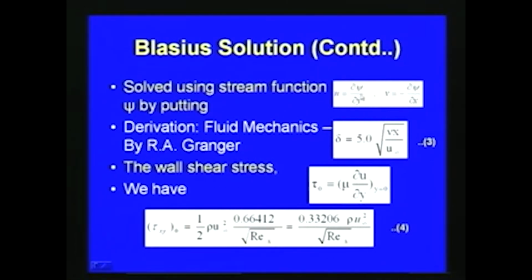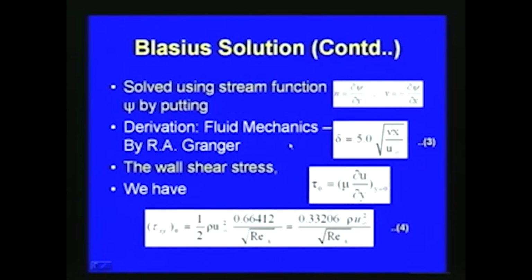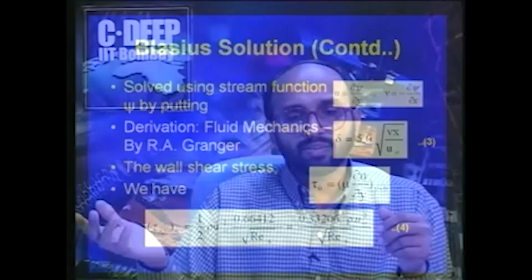He put forward u = ∂ψ/∂y and v = −∂ψ/∂x, and put these in equations number 1 and 2. Then he used various transformations, and I am not going into the details of this derivation put forward by Blasius. These derivations are given in standard textbooks like Fluid Mechanics by R.A. Granger. So, finally, here we will discuss the various results put forward by Blasius.